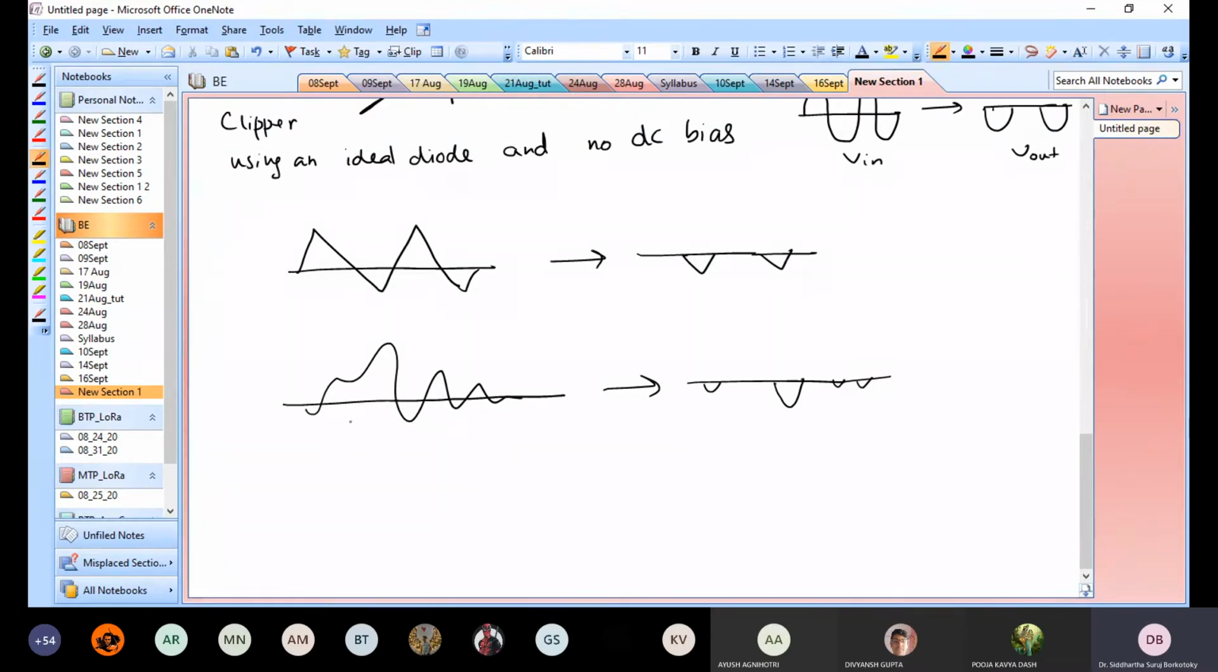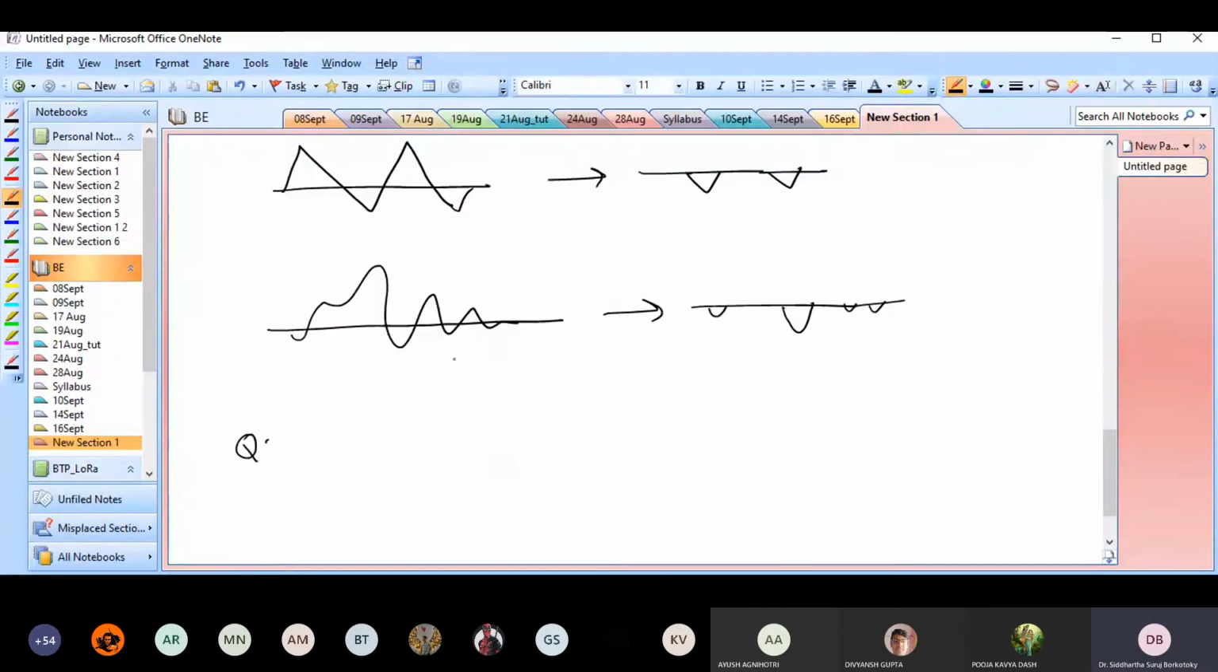Okay, so this is the transfer characteristic. Is this clear? If there is anything, we can get it clarified right away. Otherwise, we will just try out a question.